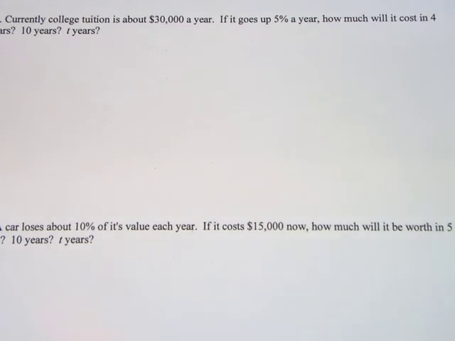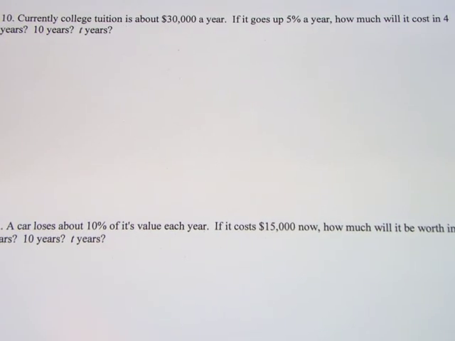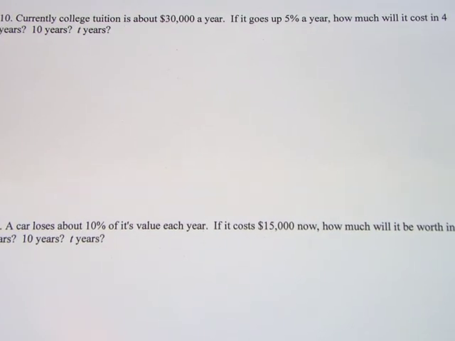Currently, college tuition is about $30,000 a year. If it goes up 5% a year, how much will it cost in 4 years, 10 years, t years? What I want to do on this one is look at where the formula comes from.